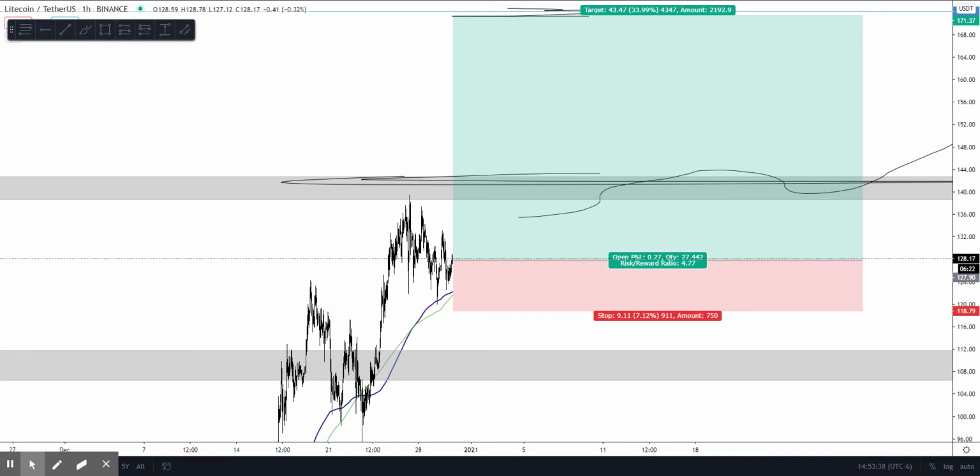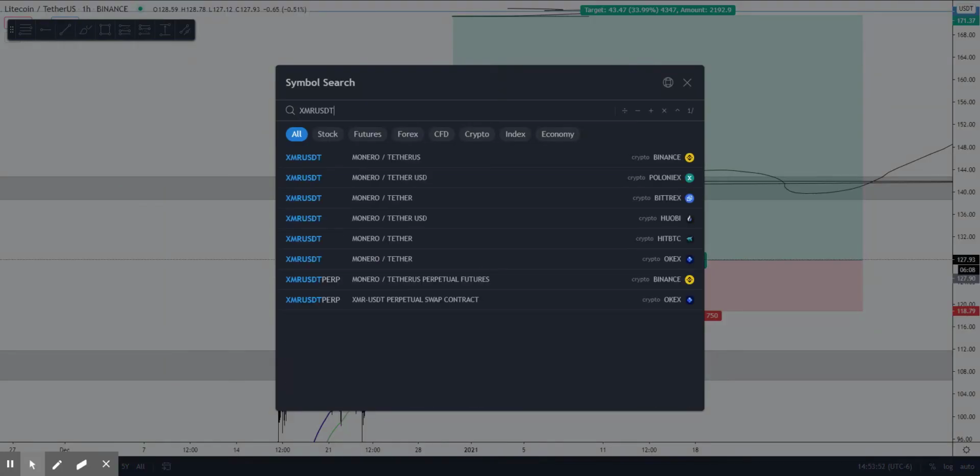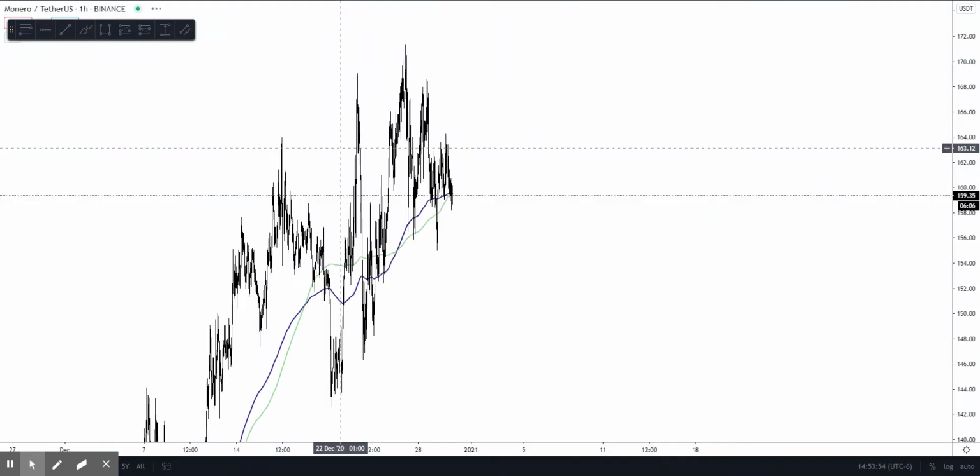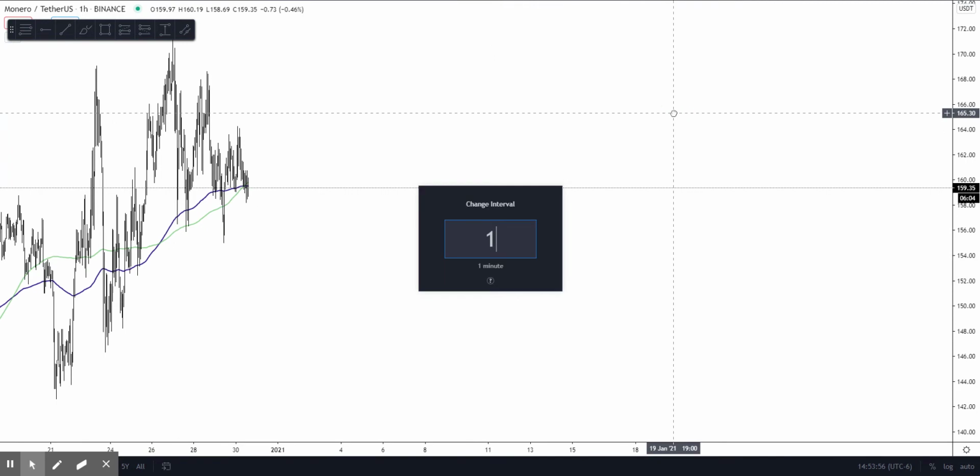So good eye. You said you were watching those three charts. Raven does not look good, but the other two do look good. All right. PXLD wants XMR. Hopefully XMR USDT.